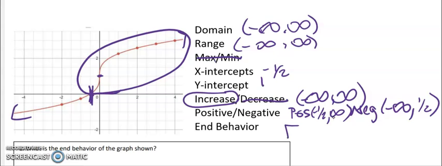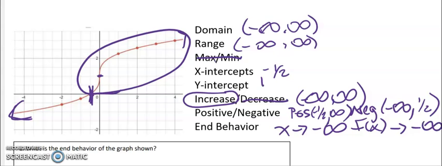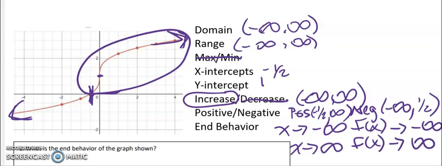Okay? This is the positive portion of the graph. In end behavior, so remember we say as x approaches negative infinity, that's here, y, in this case f of x, is approaching negative infinity. It's going down. As x approaches positive infinity, that's this end, f of x, or y, is approaching positive infinity. Okay? So you're looking at the ends to see what direction they're going in.